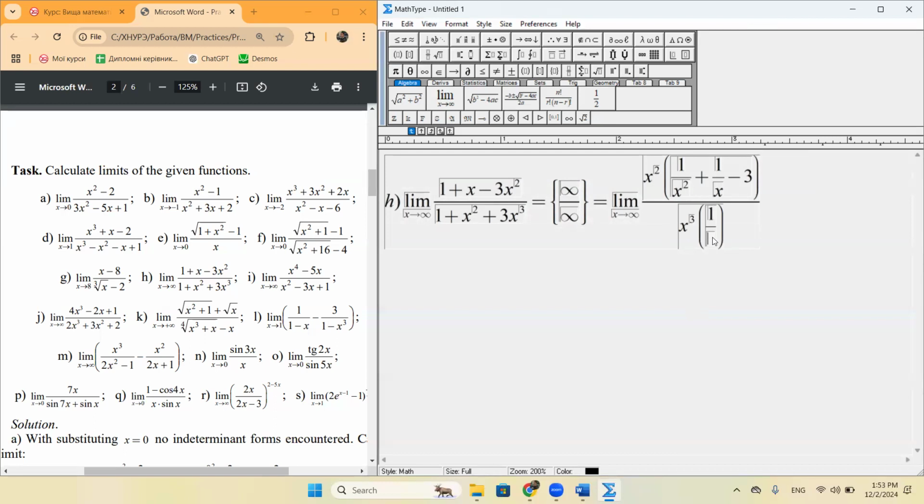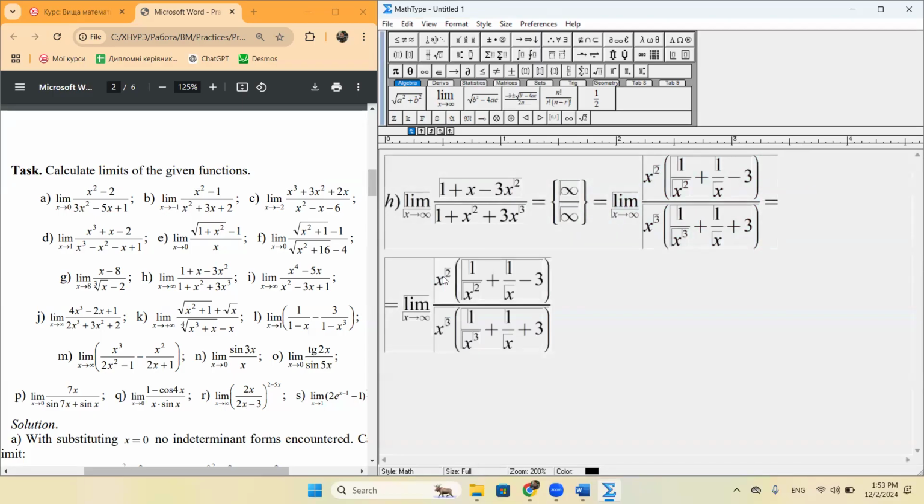And the same for the denominator. So 1 by x in power of 3 plus 1 by x plus 3. And now I will reduce x as much as possible. So here it goes away. Here I just reduce the power.